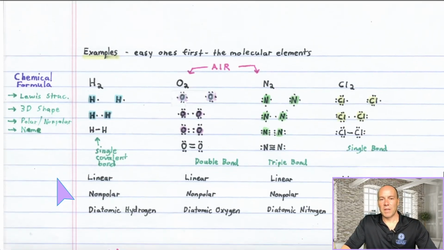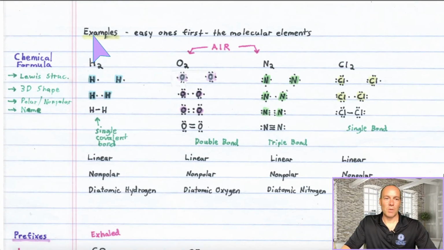So let's finish the video by going through a few examples, just some easy ones in this video. We'll do the molecular elements. So no compounds yet. We'll save compounds for the next video. Let's do some molecular elements. So we'll do hydrogen, oxygen, nitrogen, and chlorine.